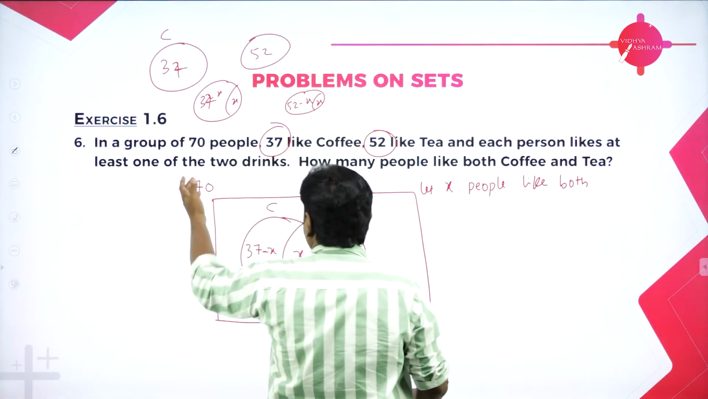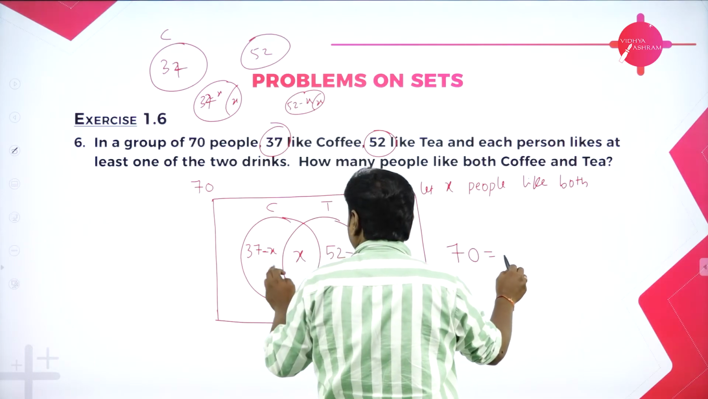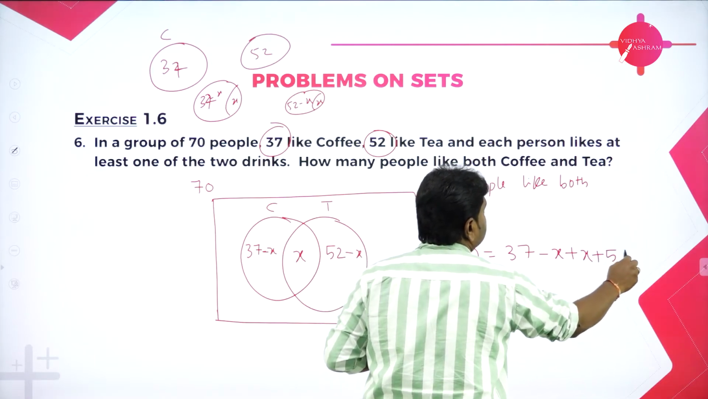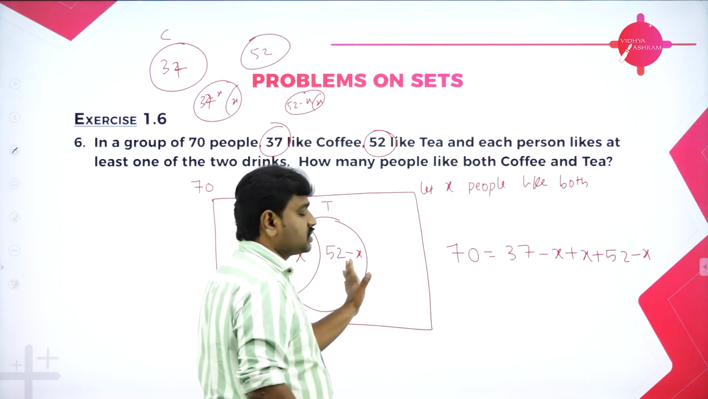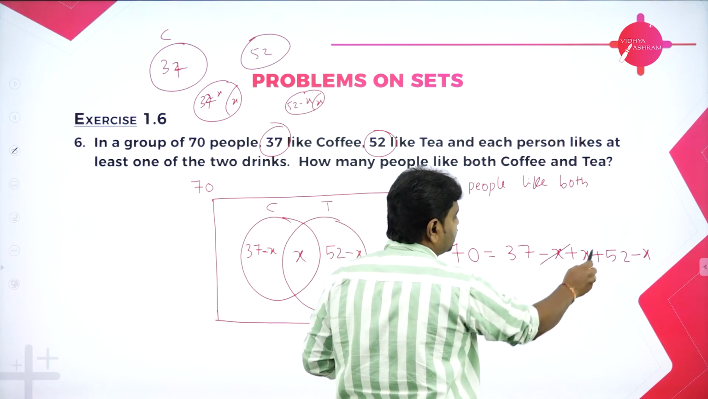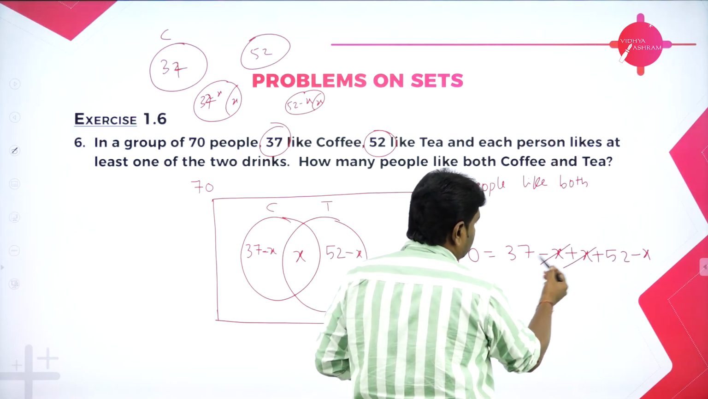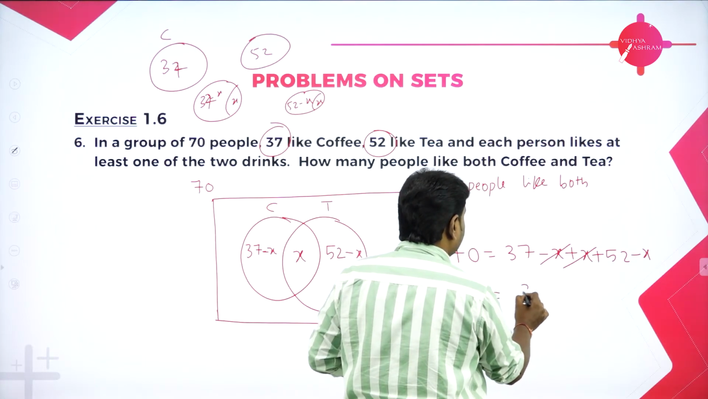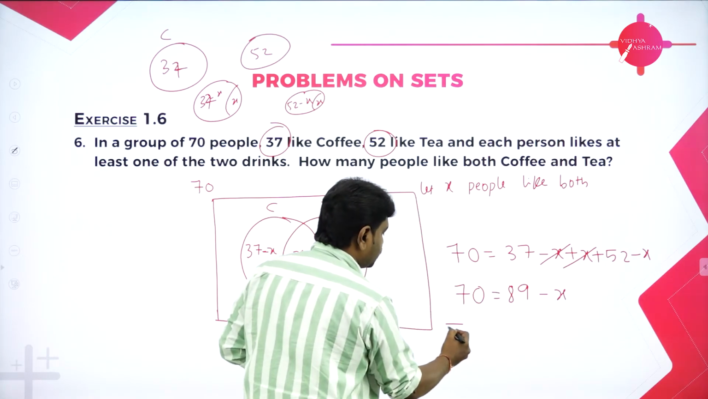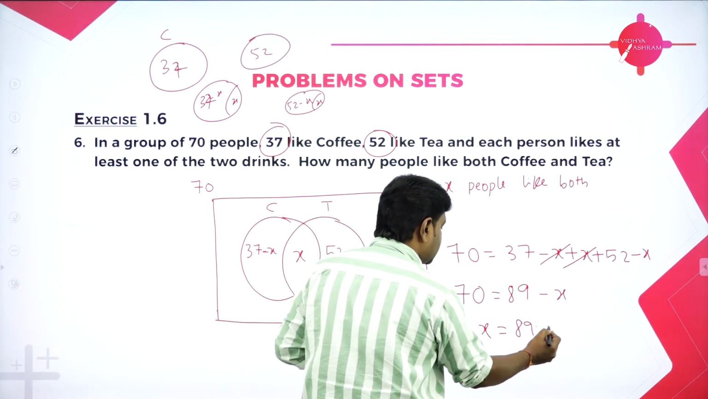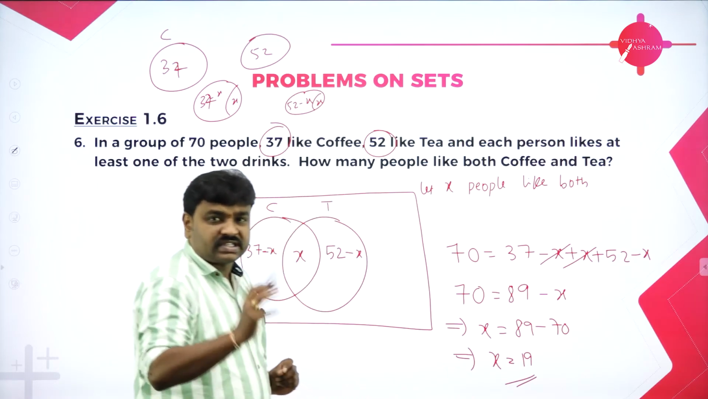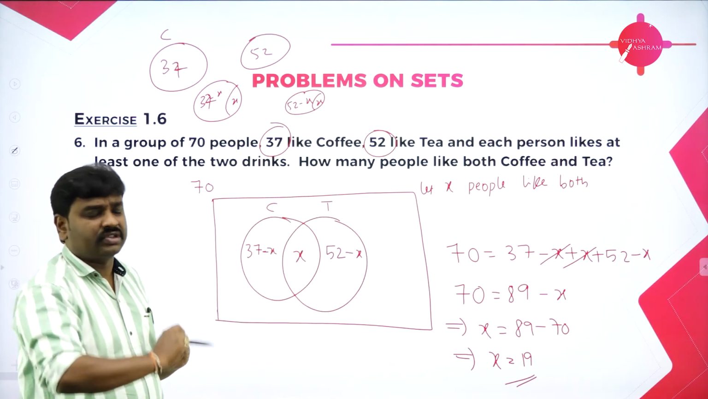So union means 70. From the Venn diagram, 70 is 37 minus X plus X plus 52 minus X. The sum of all these is the union. So 70 equals: minus X plus X cancels, and 37 and 52 added give 89 minus X. Transfer minus X to this side, so X is equal to 89 minus 70, which implies X is equal to 19. So X is 19. I hope all of you understood this.